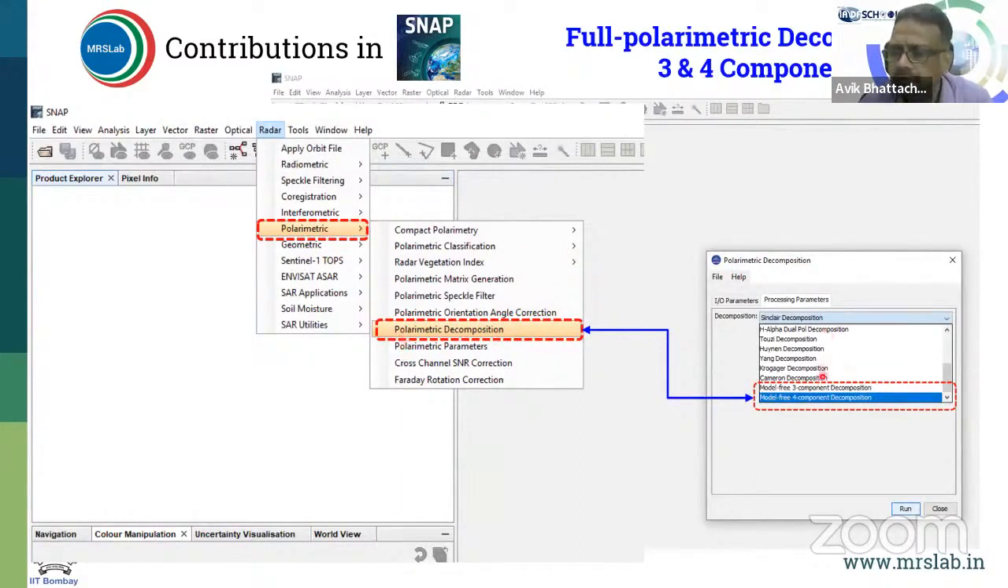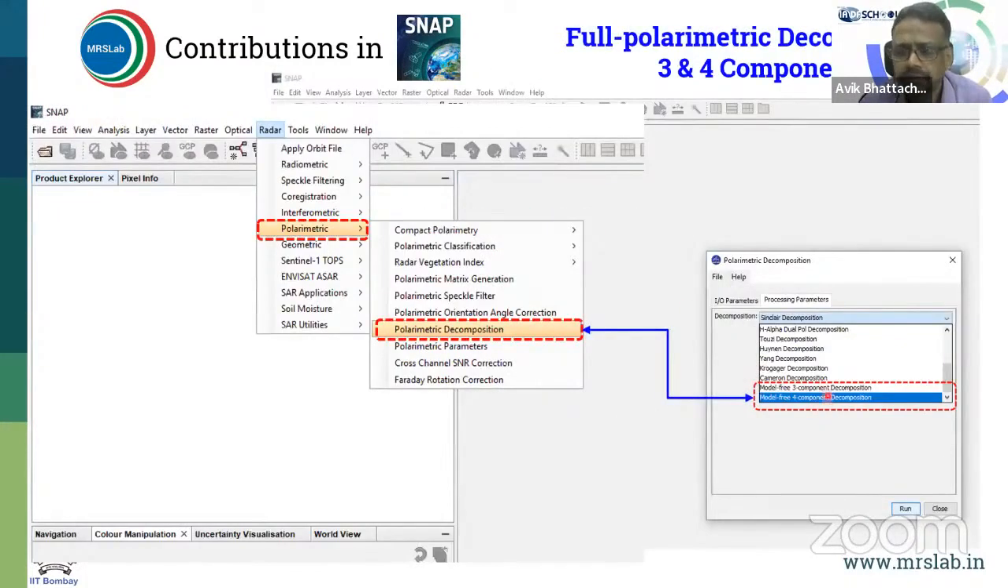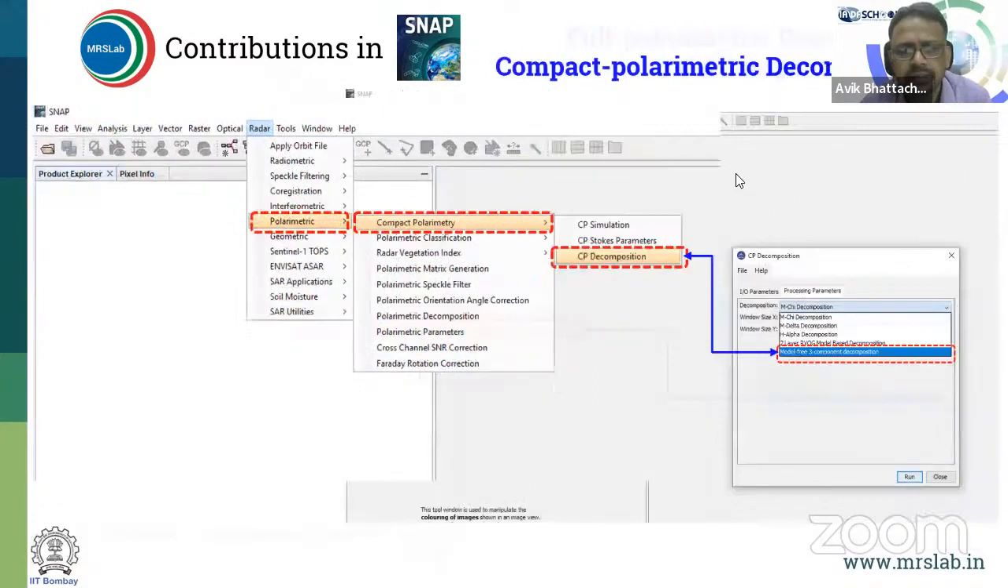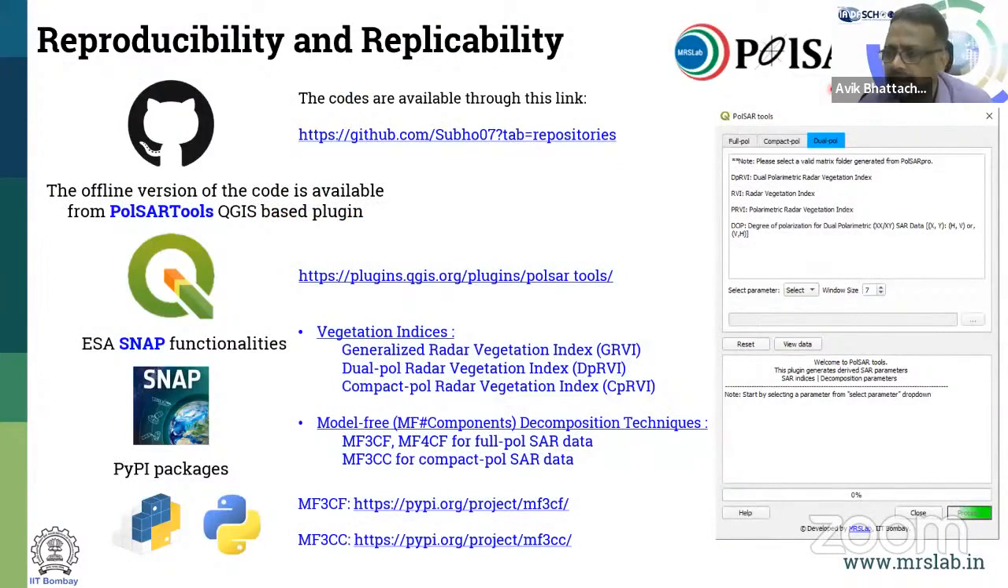There are a couple of them which are standard and are also available in the latest version of ESA's PolSAR Pro software. The full polarimetric decompositions, the model-free three and four component ones, which I showed a couple of seconds ago, are also available in the latest version of SNAP. You can utilize them and play around with them here. This is for the full-pol data for three and four component decomposition. This is the three component decomposition for the compact polarimetric data also. Coming to the last few slides, we believe in reproducibility and replicability of research.